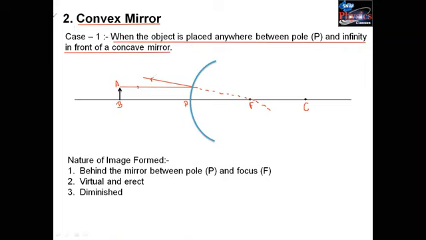Now the second rule is saying that when a ray of light passes through the center of curvature, then it is sent back in the same direction. Then it is sent back along the same path from the center of curvature. The rays are passing along the same path of the center of curvature.